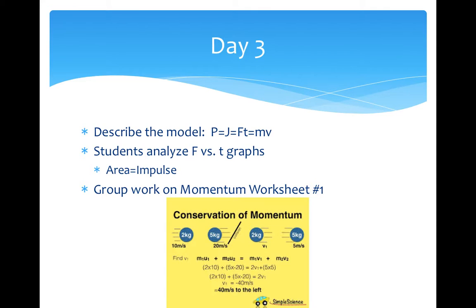And then I pass out worksheet 1 from the momentum unit, and this is really just where they get to practice applying the model.